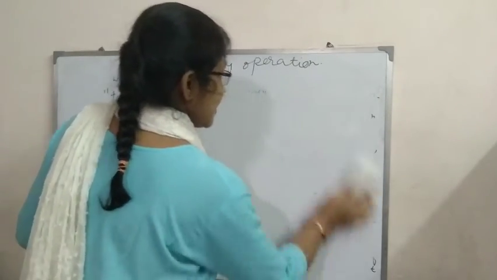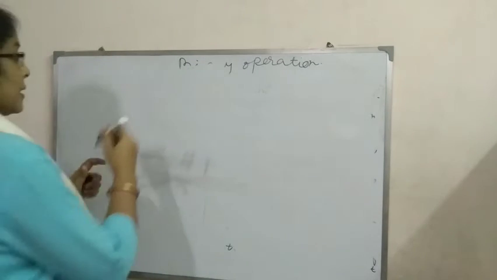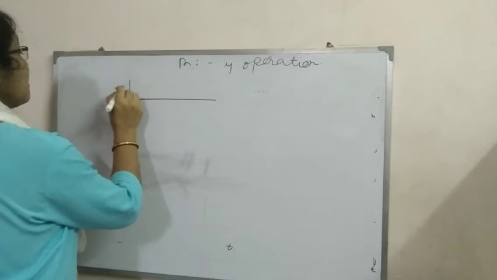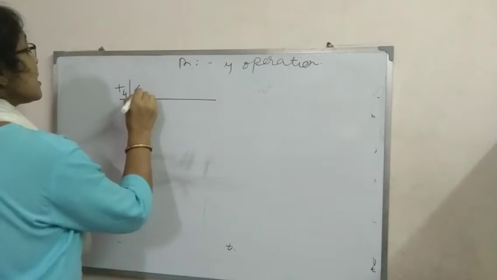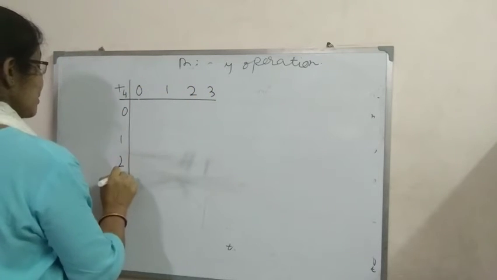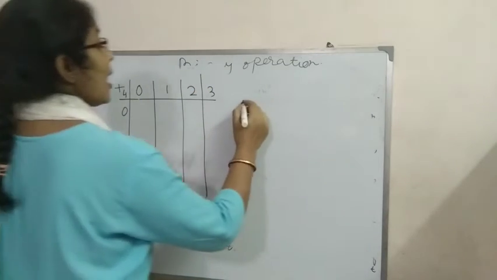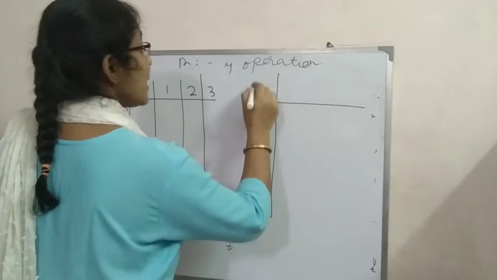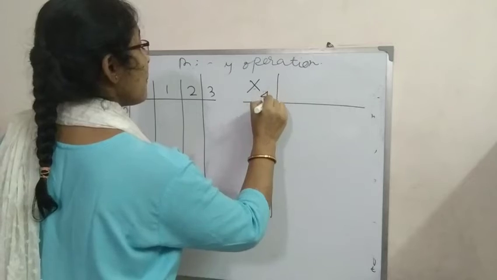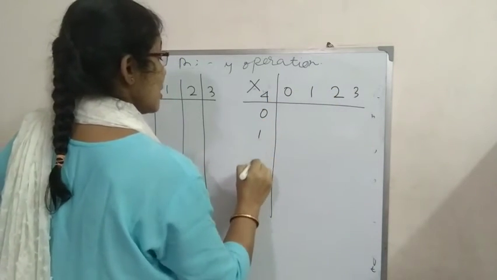How to create the operation table? This is the operation table. Plus 4, 0, 1, 2, 3, 0, 1, 2, 3. And this is another composition table. 0, 1, 2, 3, 0, 1, 2, 3.